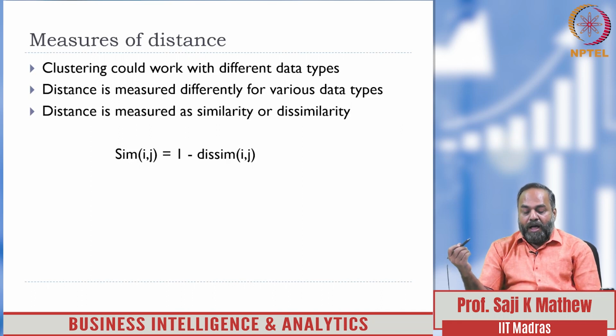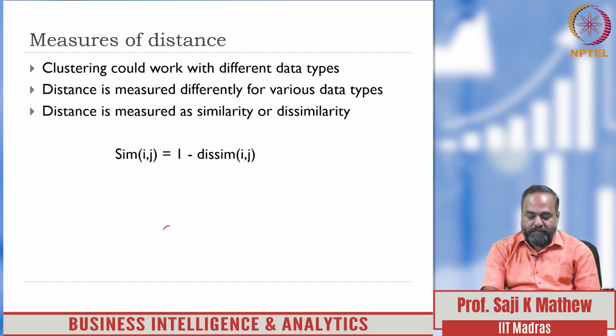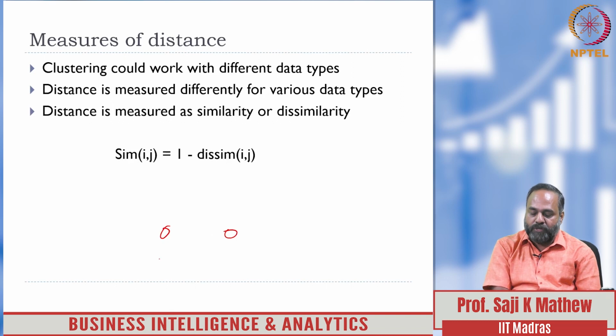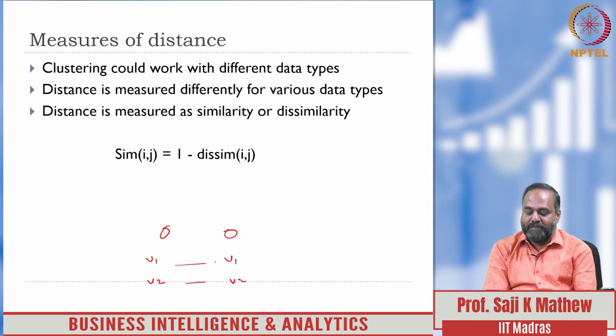So, let me give you an overview of working with different data types in clustering. To start with, what is a measure of distance? A measure of distance is a value of the distance between two objects based on their attribute values. Suppose there is V1 and V2 here. You try to find the pairwise differences and sum them up to have an overall value of distance. That is what we are doing.